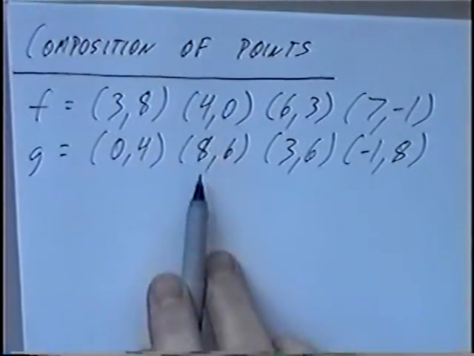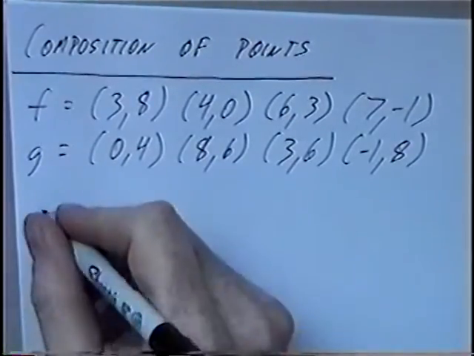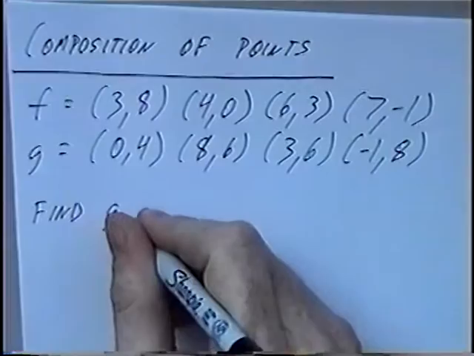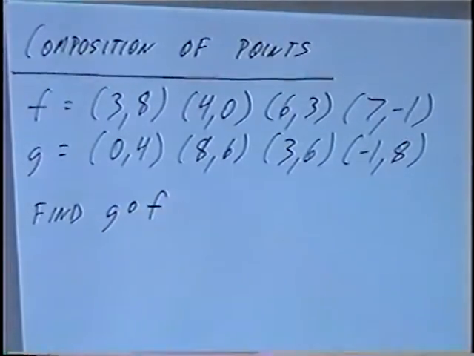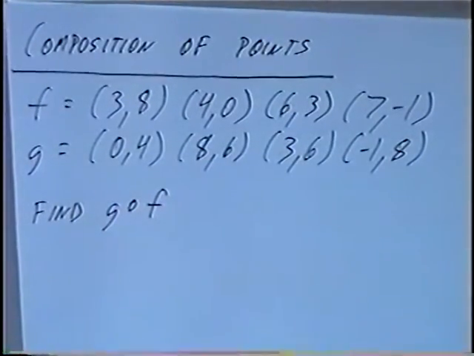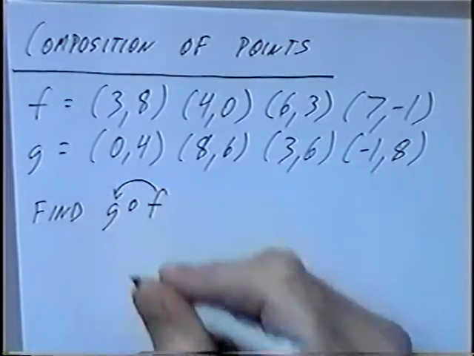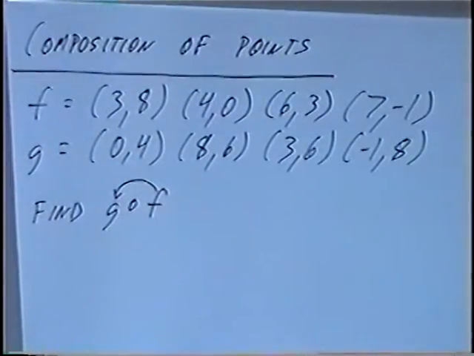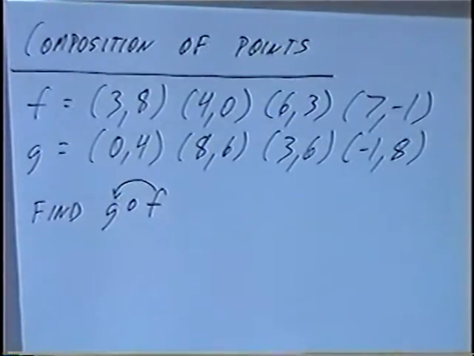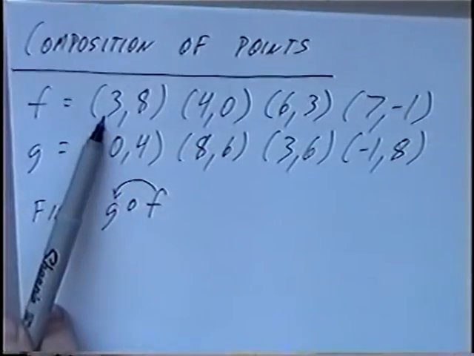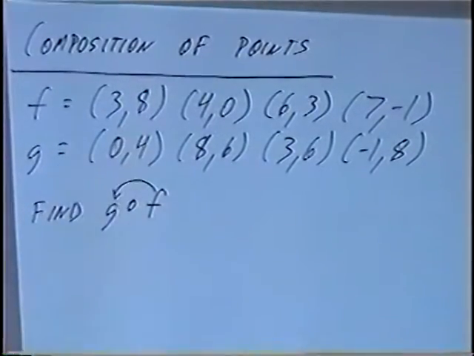Taking these sets of points, we can do the compositions. The first problem is find g composition of f. Compositions again, we'll go from right to left. So again, we'll take the f and plug that into g. When we have sets of points, starting with f, the first point is 3, 8. The 3 will be the x value and the 8 is the y value.